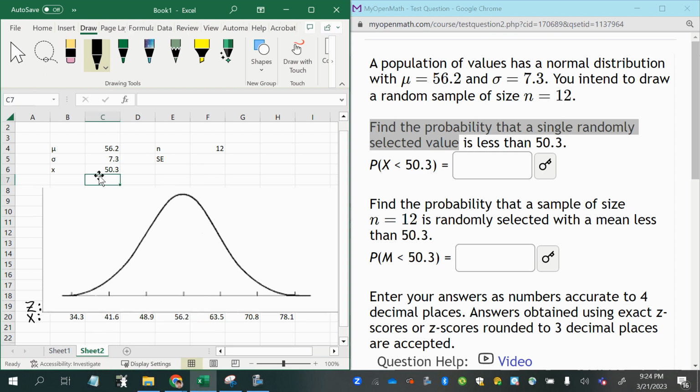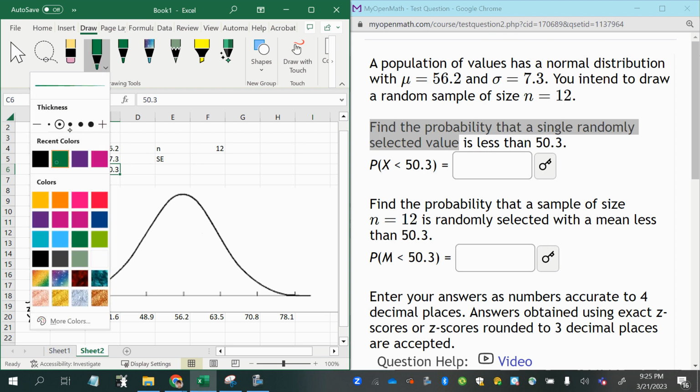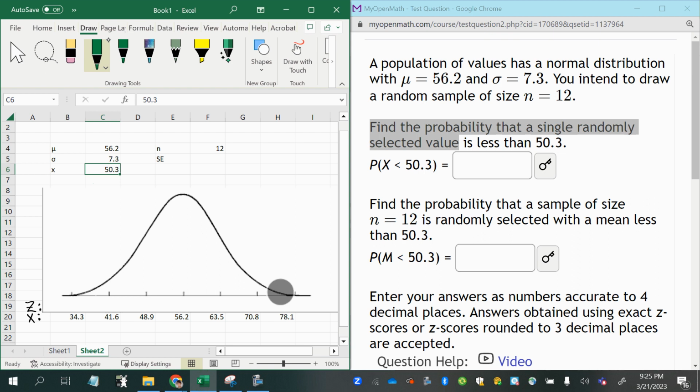All right, so I'm expecting this answer to be kind of close to 0.5 since we know the total area under the curve is 1, and this is somewhat close to the mean. 50.3 is a little bit less than the mean, and since we're looking for less than that value, we're looking for the area to the left, and so that's less than half of the total area under the curve. So this answer is going to be less than 0.5, but kind of close to 0.5.